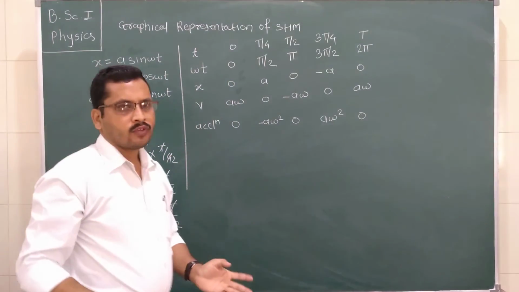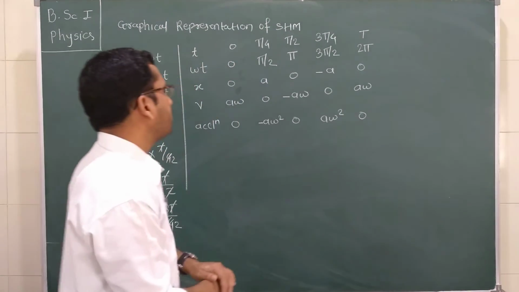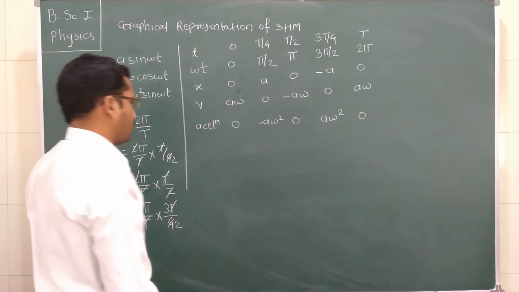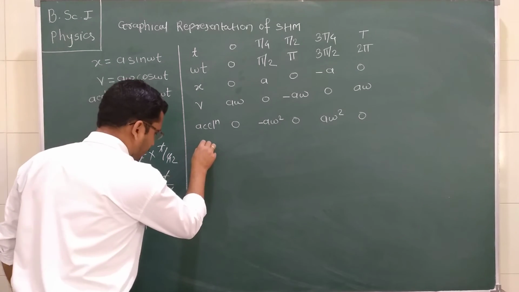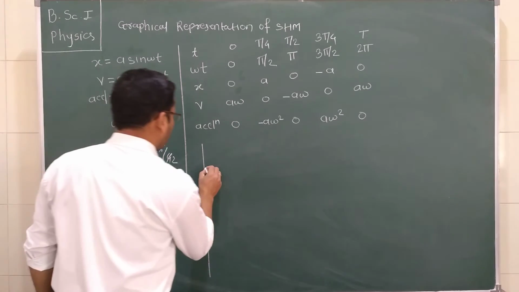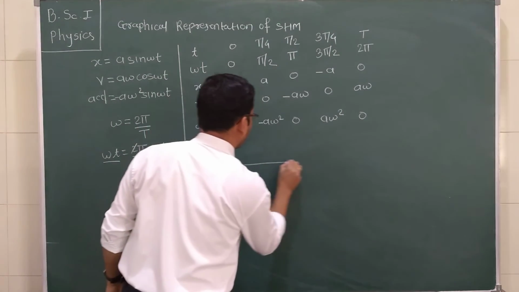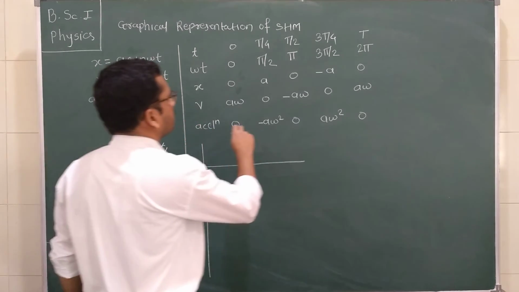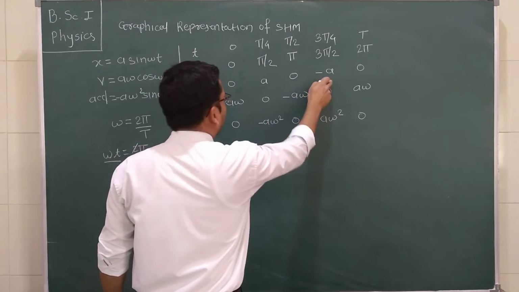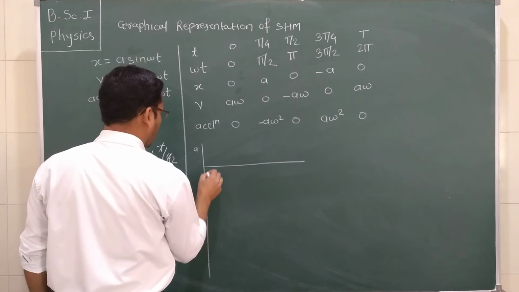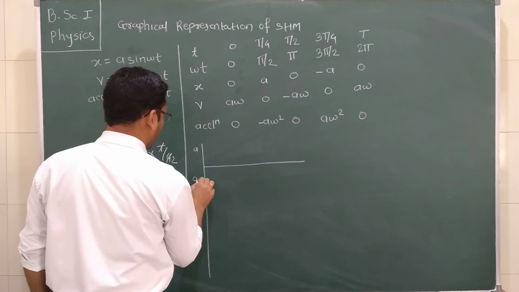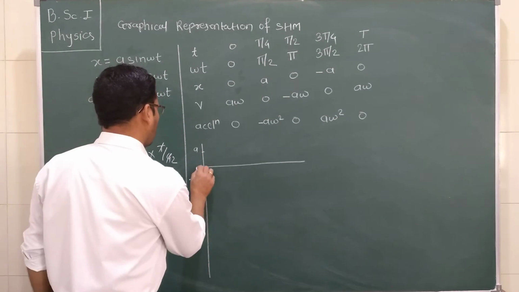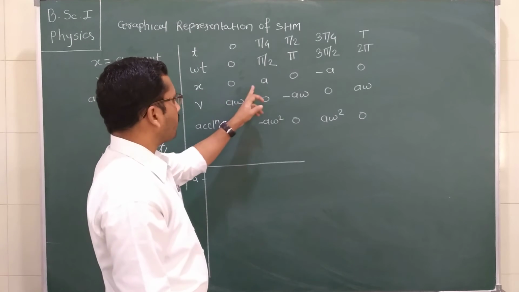By using these values we can find out the graphical representation of the simple harmonic motion when the particle is starting from the mean position, like this. This is a graph for displacement. The value of the displacement ranges between a and minus a. So here this is a and here minus a. Then this is 0. So how does the graph come?